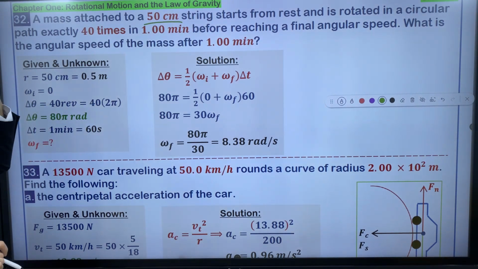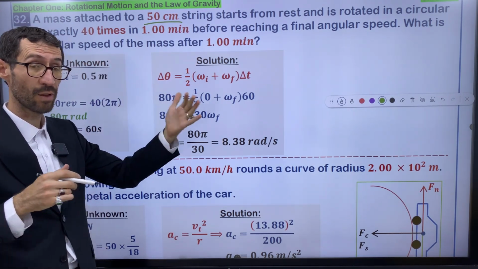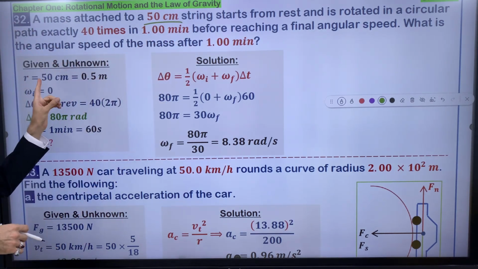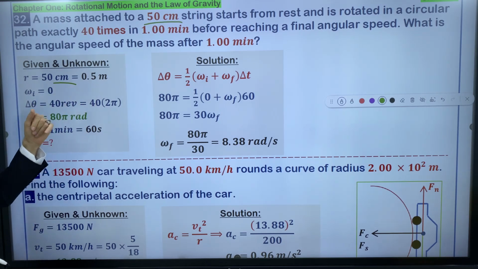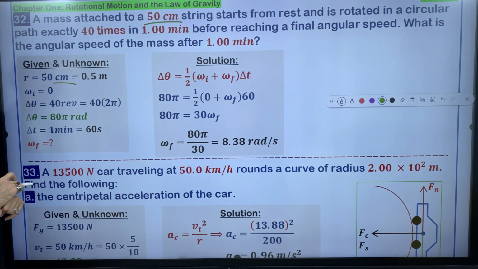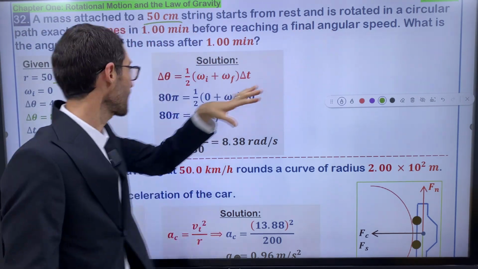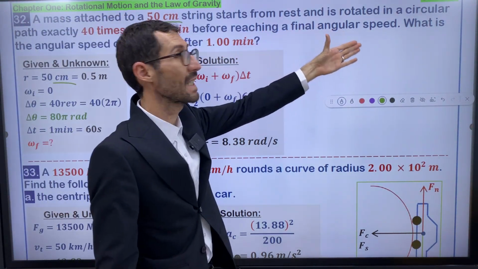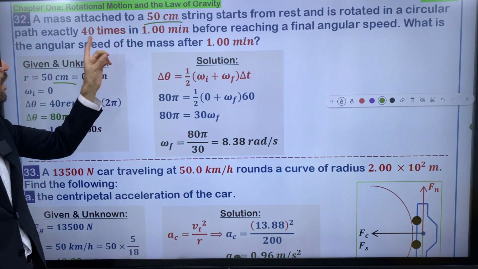The length of a string actually becomes radius, right? Keep in mind that the length of a string becomes radius directly. So R is equal to 50 centimeter, but centimeter is not accepted in SI. You have to convert it to meter by dividing the number by 100. So 50 divided by 100 becomes 0.5 meters. Starting from rest means omega initial is equal to 0, and it's rotated in a circular track, right? Exactly 40 times.